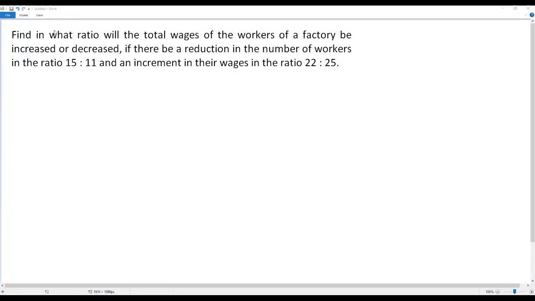Here we have a work performance ratio. Okay, let's go to the information. Find in what ratio the total wages of the workers of a factory will be increased or decreased if there is a reduction in the number of workers in the ratio 15 to 11 and an increment in their wages in the ratio 22 to 25.